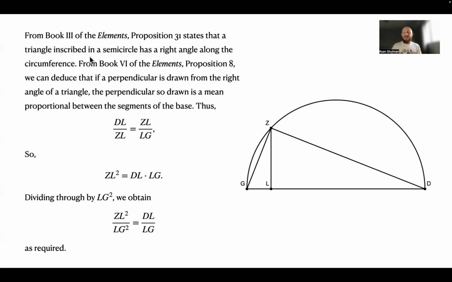which states that a triangle inscribed in a semicircle has a right angle along the circumference. So this triangle GZD has a right angle at Z. This is also called Thales' theorem, a super famous theorem.